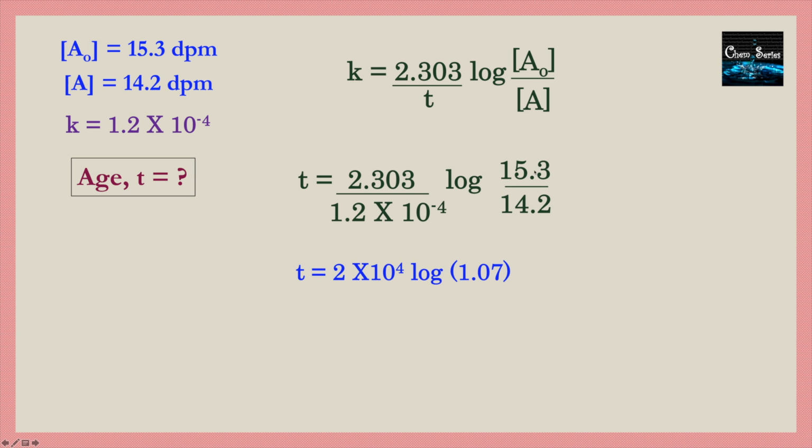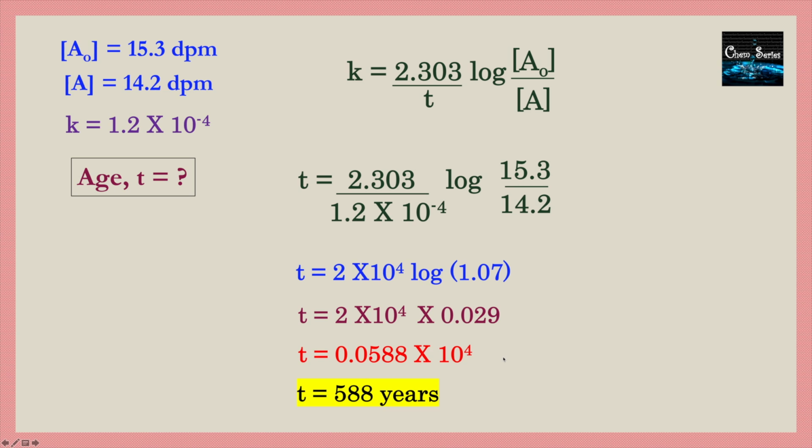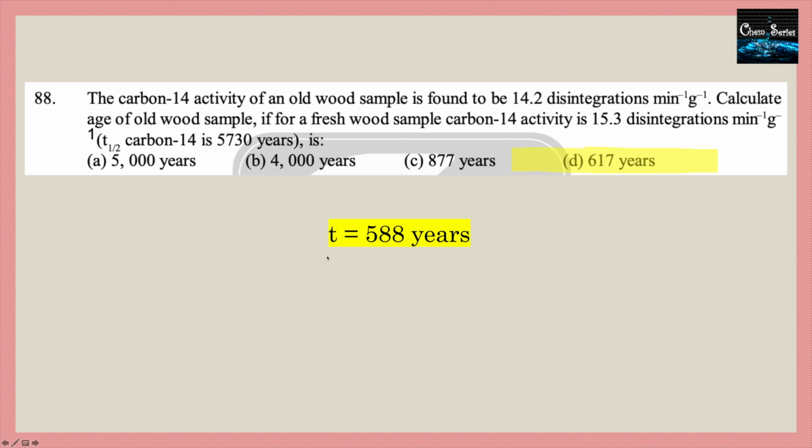And in the log, you also don't need to divide 15.3 by 14.2. Just do it as 15 by 14. So you have 1.07. So your time will be 0.0588 into 10 power 4. When we multiply by 10 power 4, you get 588 years. So let's see which option is nearly equal to 588 years.